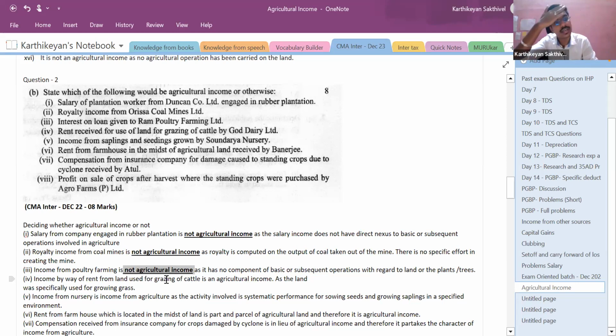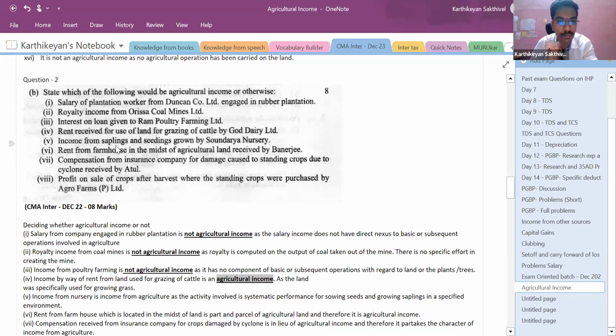Right. Next, rent received for use of land for grazing cattle by God Dairy Limited. If the cattle are used for agricultural purposes, it is to be treated as agricultural income. If not, it is to be treated as other than agricultural income. Here, the question says God Dairy Limited, so we might take a stand that it might be for other than agricultural produce also. But in the examination, they have taken a view that it is agricultural income, provided the cattle are used for the purpose of agricultural income. That line can be added for a better presentation.